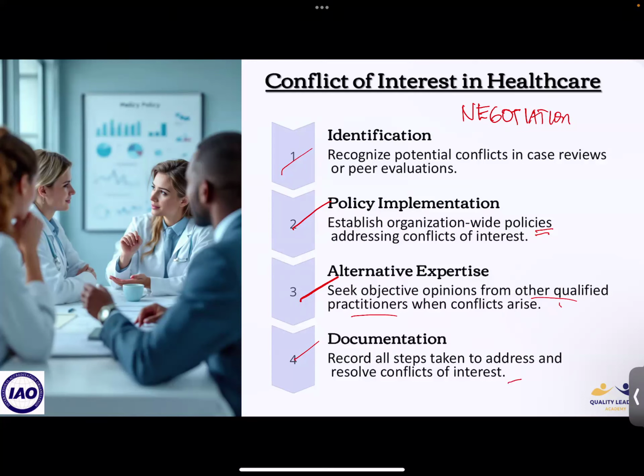So, in a nutshell, addressing conflicts of interest is about being proactive, setting clear rules, involving neutral experts when needed, and keeping everything above board through proper documentation. And that's how we build trust in healthcare. Sorry, Doc. Is conflict proactive or reactive? Because we are discussing the conflict retrospectively, isn't it? I didn't get your question. Conflict, is it proactive or reactive? Addressing the conflict of interest is about being proactive.